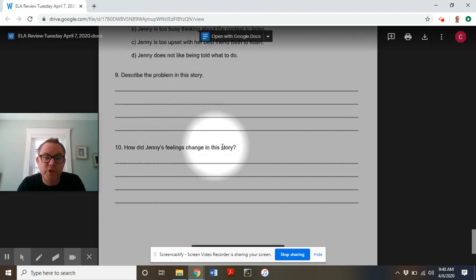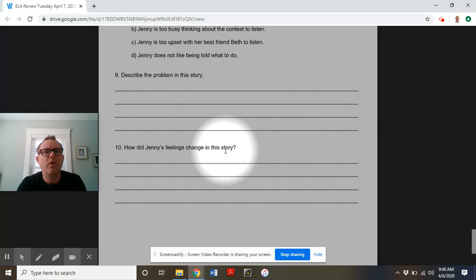How did Jenny's feelings change in this story? Well, of course, we had a whole bunch of feelings change for Jenny Archer in this story. Now, remember, if you're ever asked to describe a change, my friends, you first need to say what it was like before, so in the beginning. And then you can talk about what happened to change those feelings and how those feelings are different towards the end.